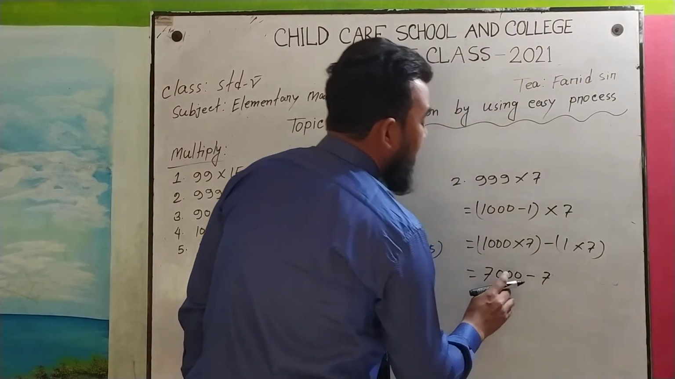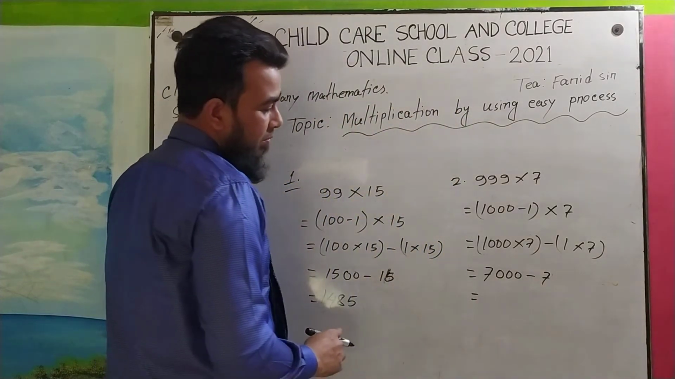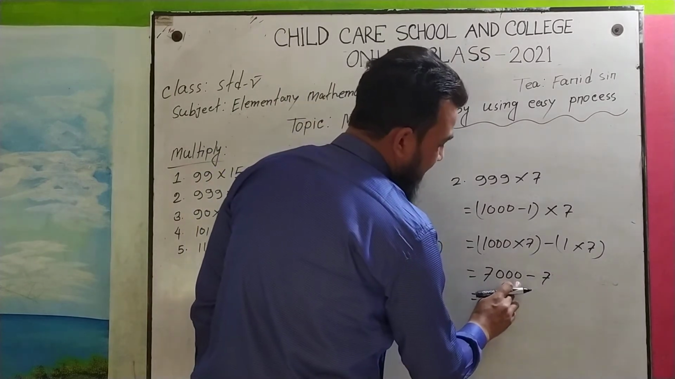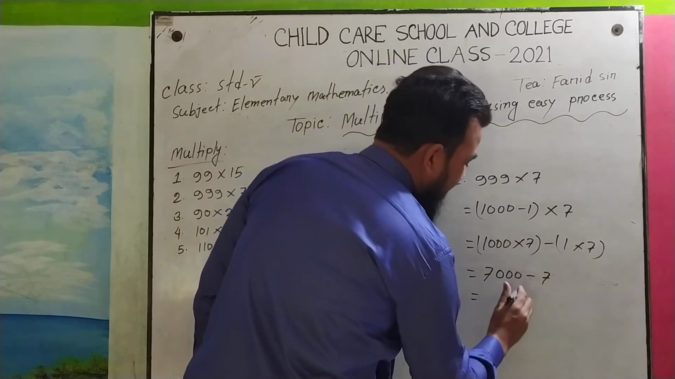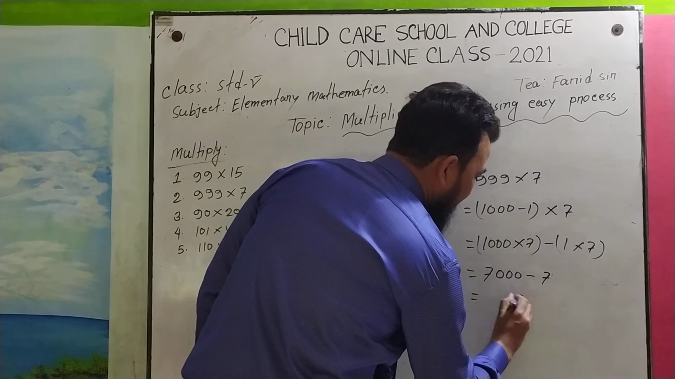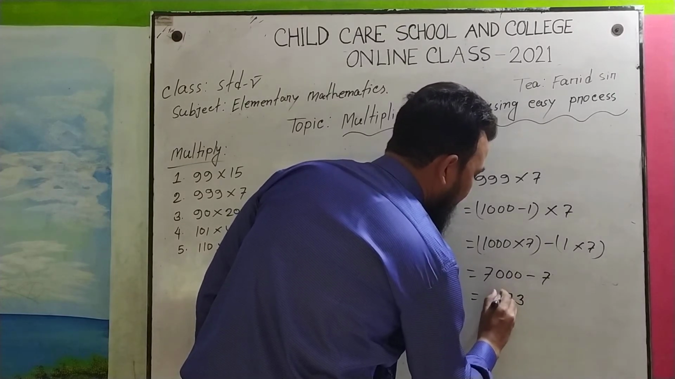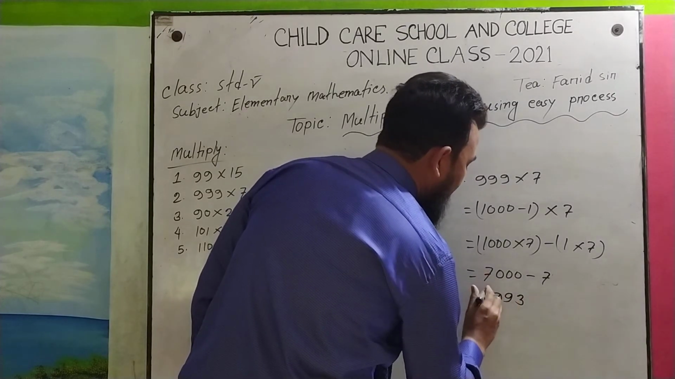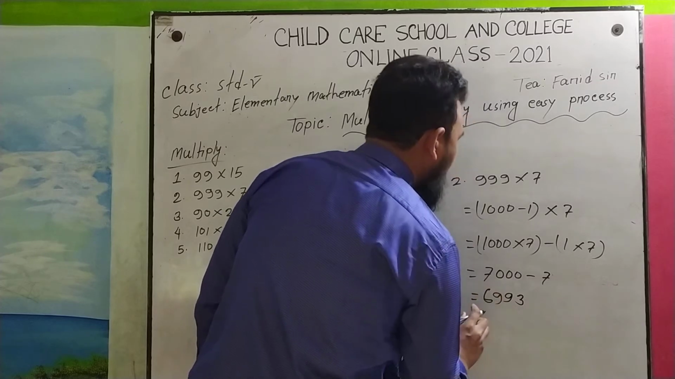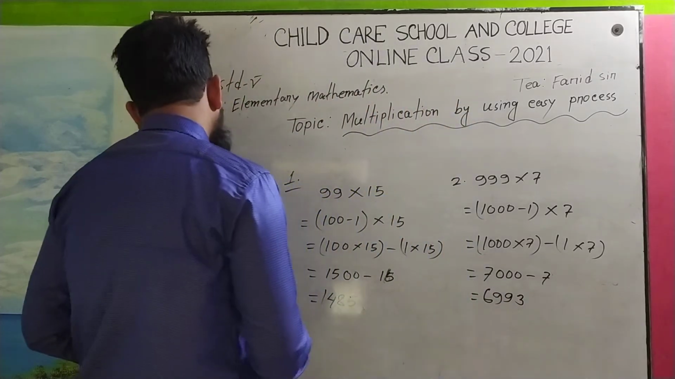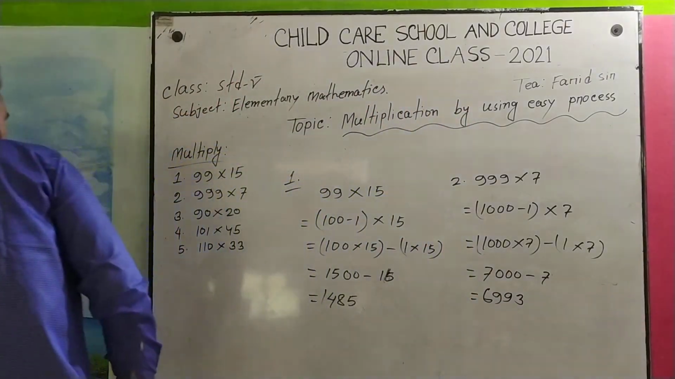Now 7000 minus 7, what will be? Look here, if we take 10 minus 7, it will be 3, and both are 9, and here it will be 6. Okay, now we'll try the next one.